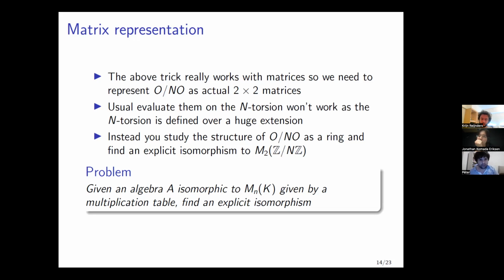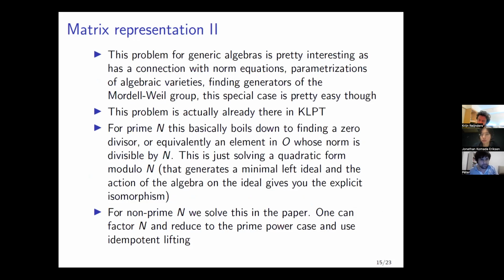In general, this is a very special case of a much more general problem: when you're given an algebra A isomorphic to M_2(K), given by some multiplication table, meaning you can really do computations in the algebra, then find an actual explicit isomorphism. This problem is actually pretty interesting on its own, not for finite fields, but for when K is a number field or a function field of a curve.